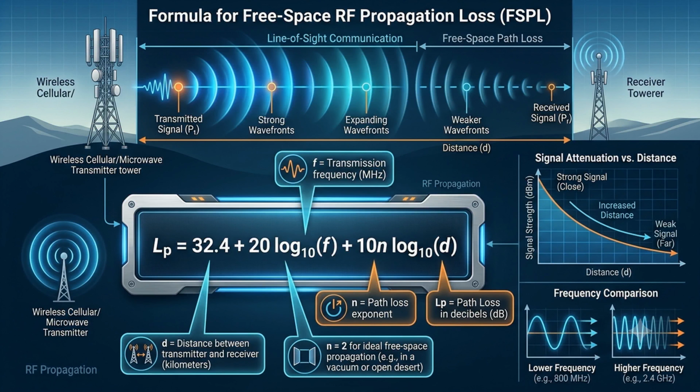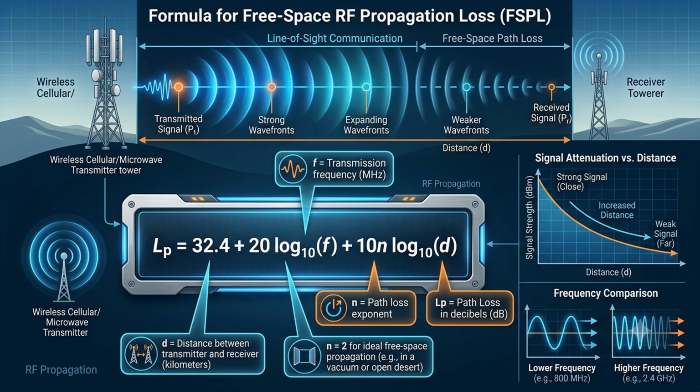Formula for free space RF propagation loss. For line-of-sight communication, the free space path loss, FSPL, in decibels can be approximated using the formula: path loss L equals 32.4 plus 20 times the base 10 logarithm of F, plus 10 times N times the base 10 logarithm of D.